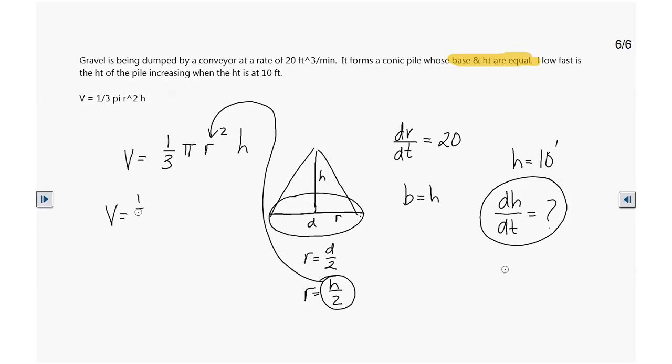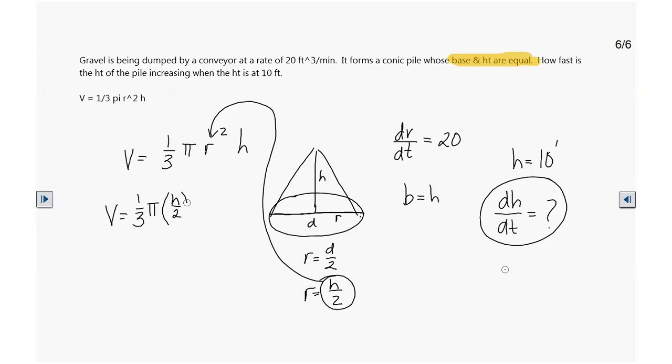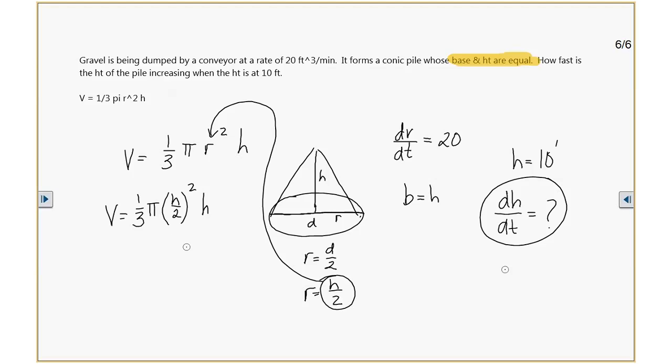V is equal to 1/3 pi (h over 2) squared times h. All right, simplify this. See, that's the secret to the pile problem: they're going to give you some kind of ratio, some old ratio of h to r or h to d somehow. Get used to that, because when we get to the work problems, you're going to see this a lot. This is a good problem to kind of latch on to for the work problems.